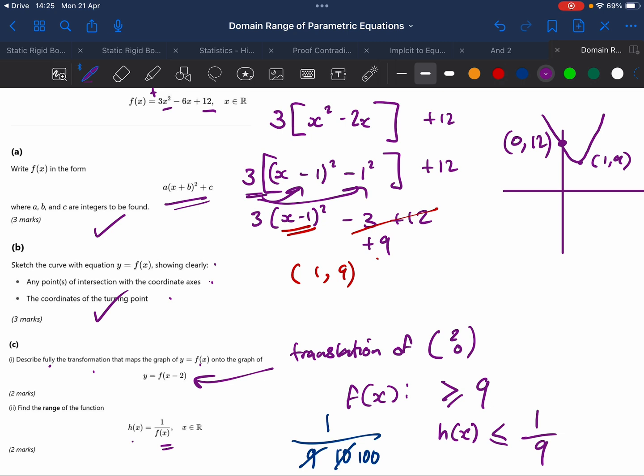And what's happening when I do 1 over 100, 1 over 1,000, so on like that? Well, it's getting squeezed and squeezed and squeezed, this value, closer and closer to 0. Can it actually be 0? No, it cannot. So the final part there, the range of this function would be as follows.